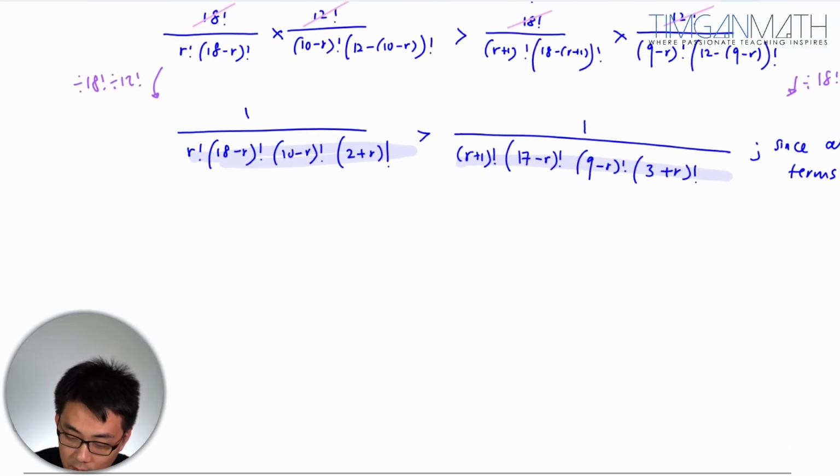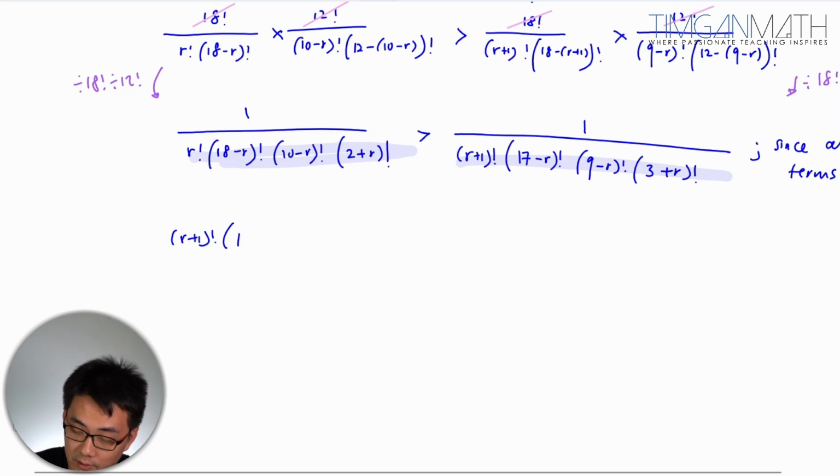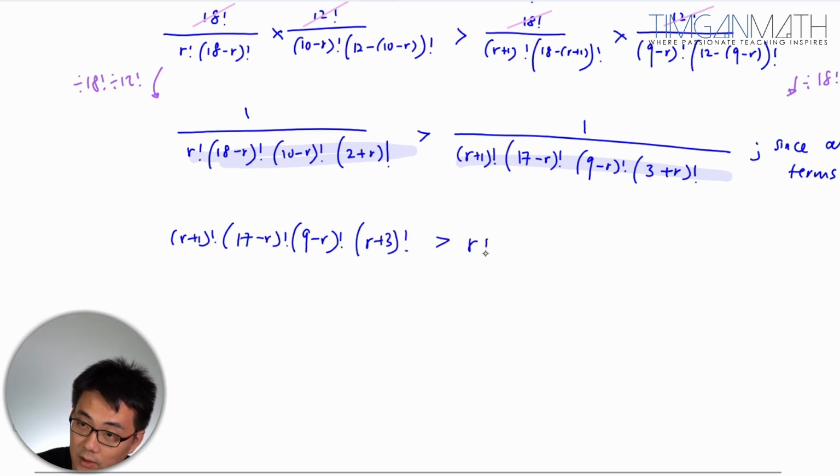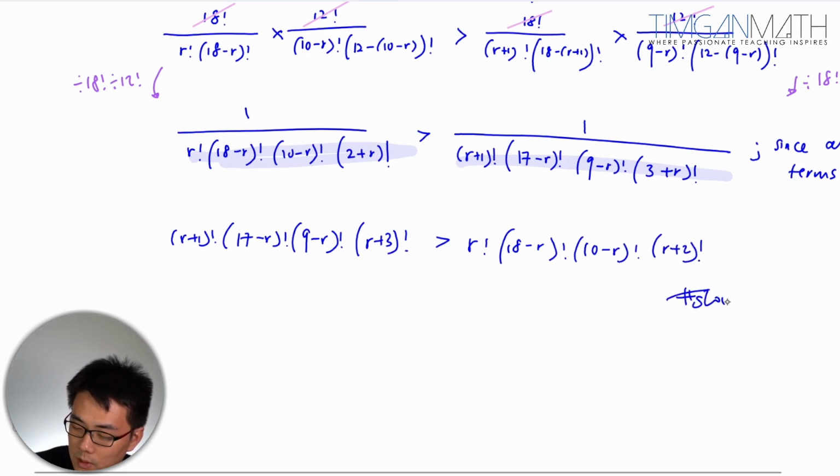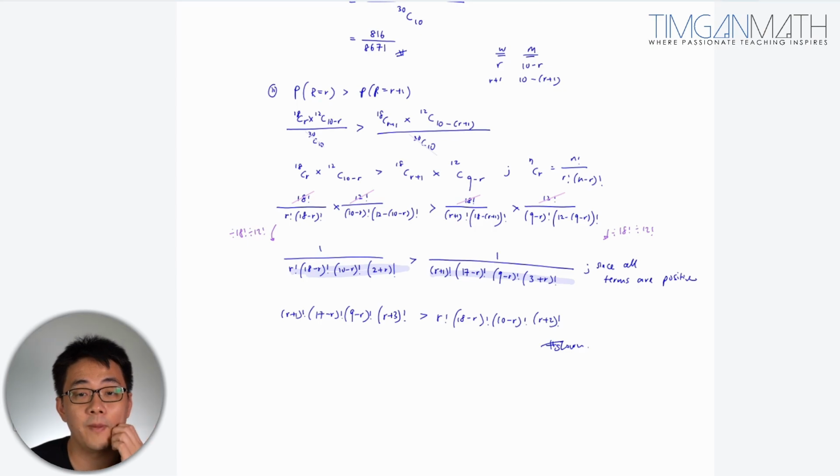So crossing multiply would then be r plus 1 factorial, then you have 17 minus r factorial, and after 9 minus r factorial, then you have r plus 3 factorial. Then this will be r factorial. And this is what we will need to show. Okay, so that's the first part.